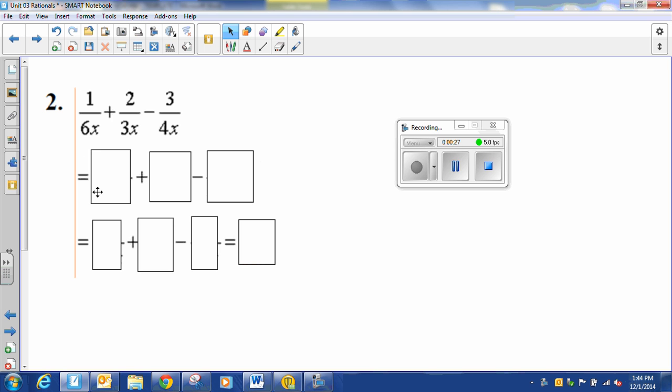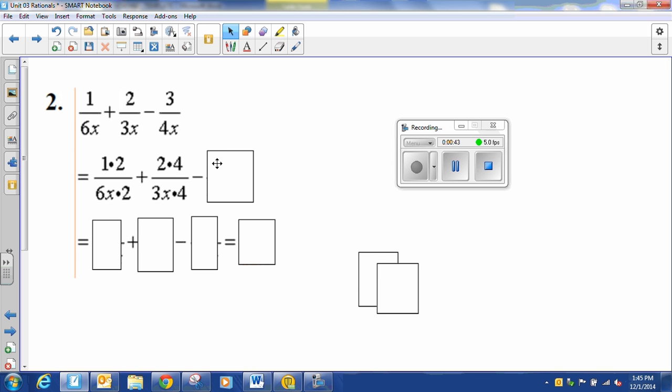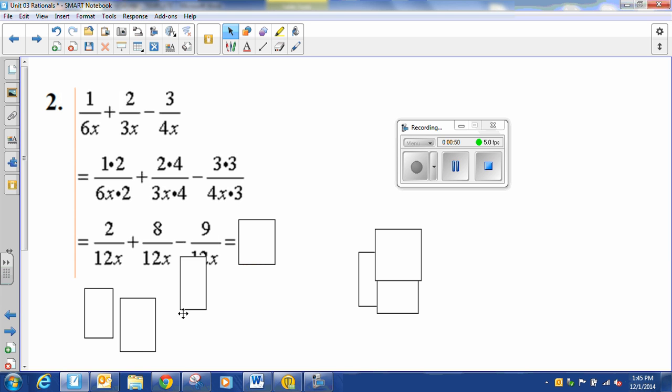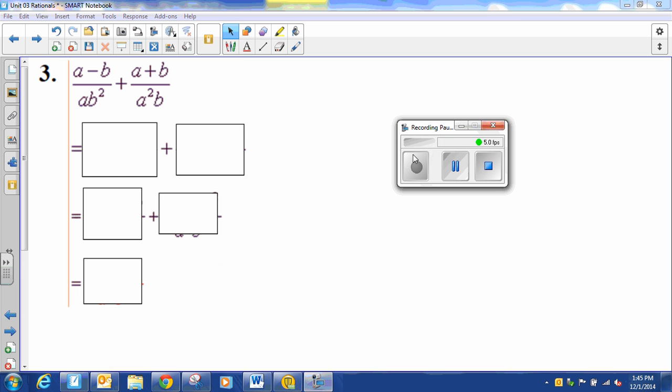Number 2, here we have our denominators of 6x, 3x, and 4x. So between 6, 3, and 4, the least common multiple is 12. This means we need to multiply this by 2, this fraction by 4, and this fraction by 3, giving us 2 over 12x, 8 over 12x, and 9 over 12x. So remember, it's plus and minus. So 2 plus 8 is 10 minus 9 is 1, so the final answer is 1 over 12x.